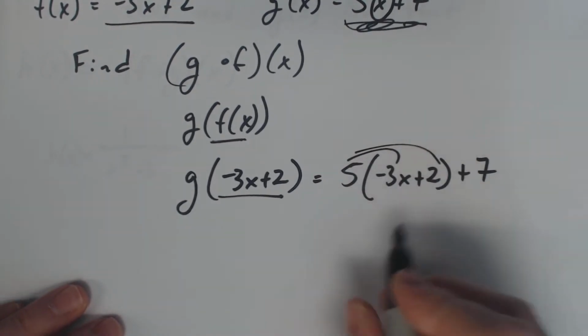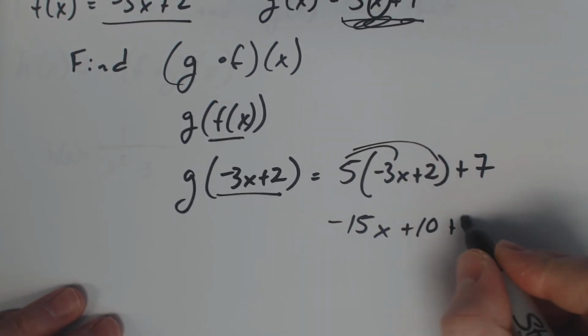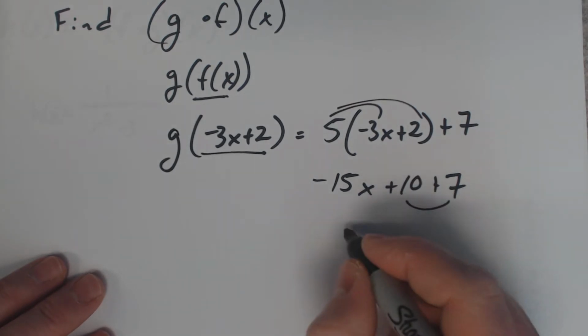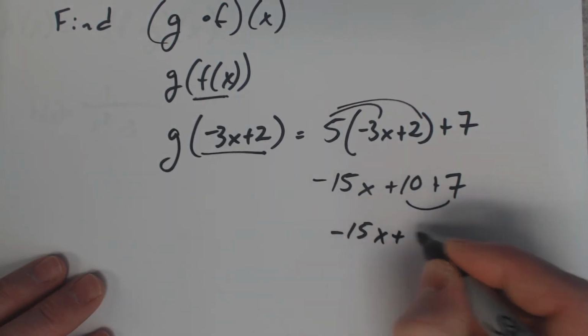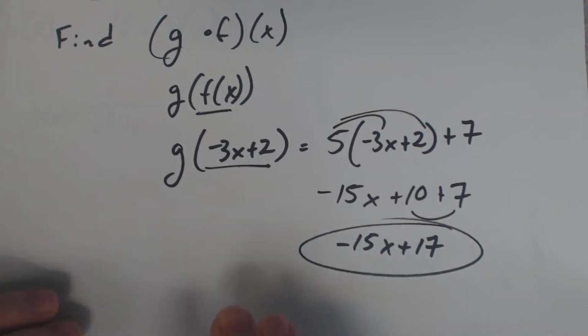So we distribute. Alright, we distributed. And then these two guys go together. There you go. There's your composite function.